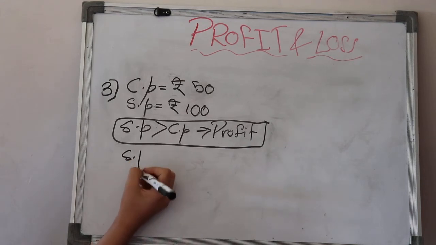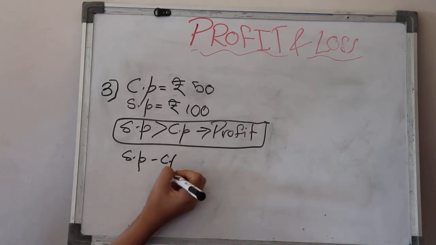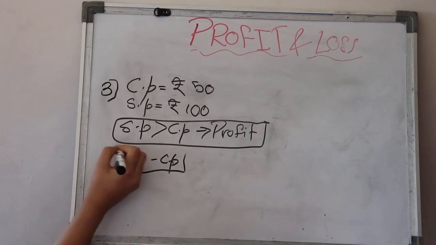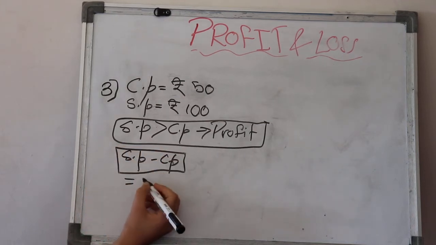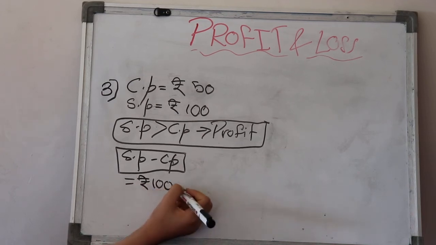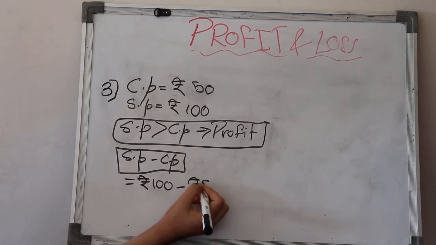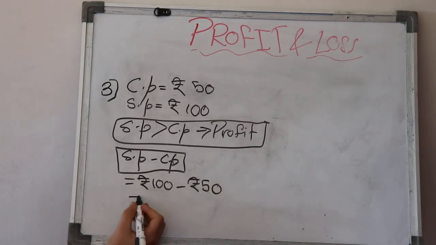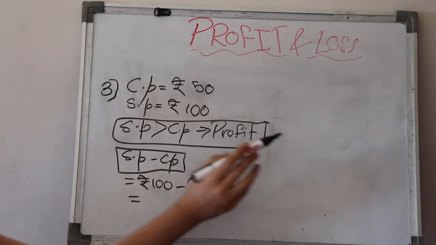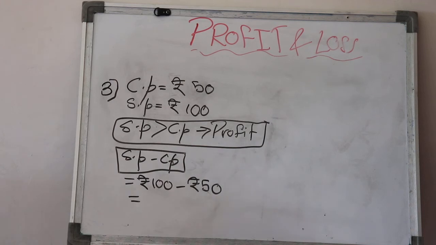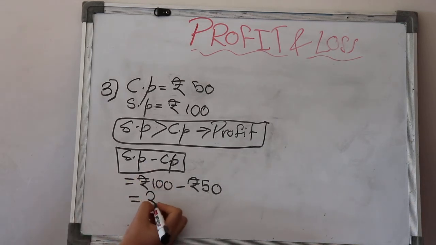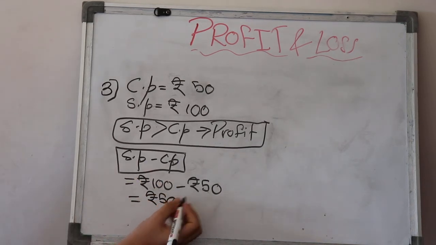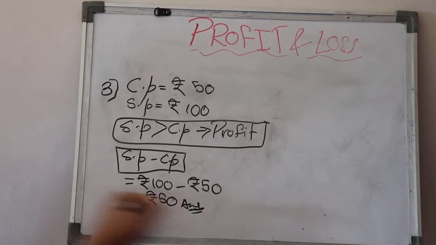So I'll subtract cost price from selling price. The selling price is rupees 100 and I'll subtract rupees 50 from it, that's the cost price. I can subtract it on the rough side, or I can subtract it like this without doing it. It will be rupees 50. So I made a profit of rupees 50.